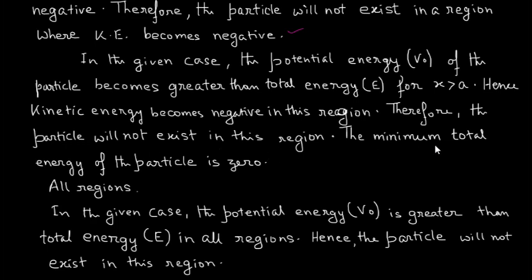The minimum total energy of the particle is 0. All regions. In the given case, the potential energy V0 is greater than total energy E in all regions. Hence, the particle will not exist in this region.